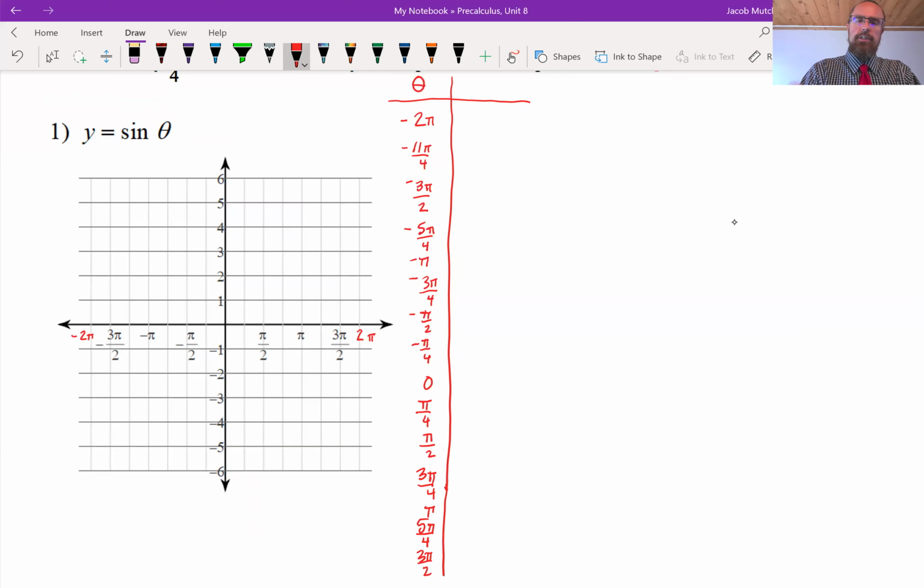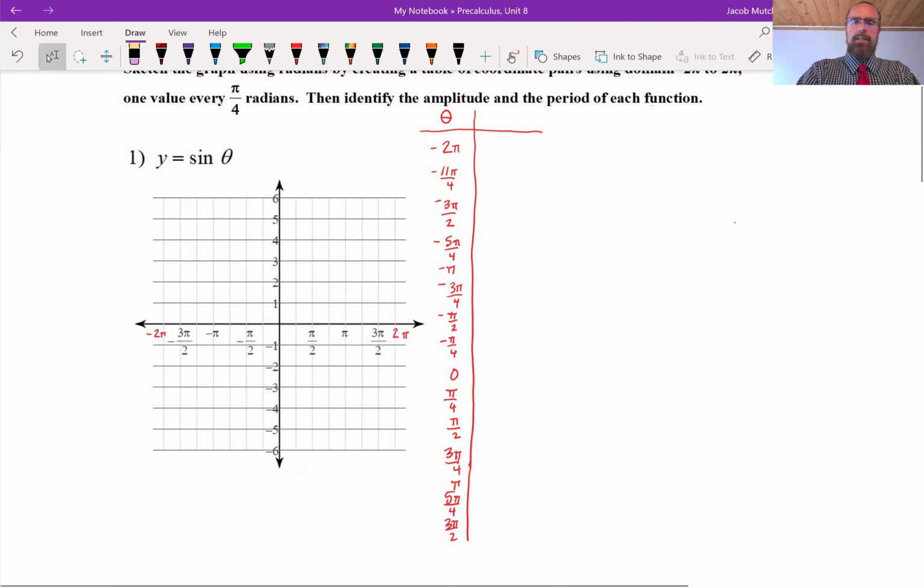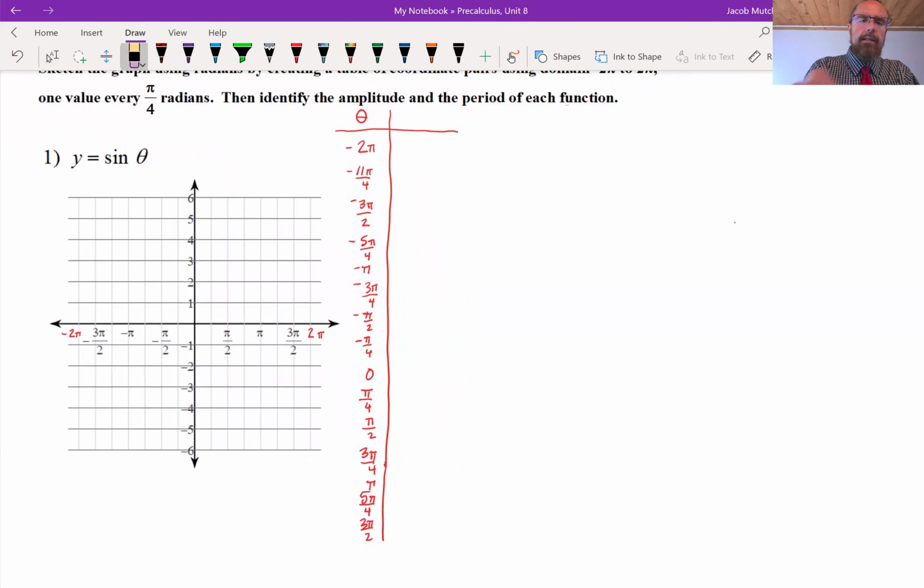And I see that I've actually got an error here. So let me fix that error. I called that -11 pi over 4. That should be -7 pi over 4. So I'll make the correction there, -7 pi over 4. So that gives me this mirrored version, 7 pi over 4, and then 2 pi. So there's our full list. It's a lot of x values, or theta values, but we got the list there.